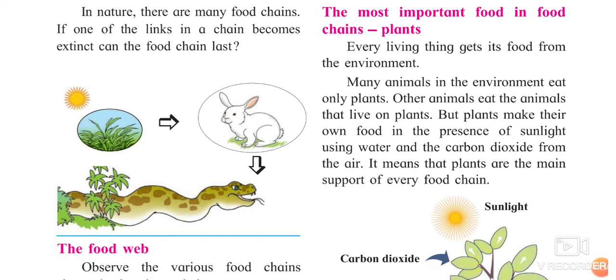So in nature there are many food chains. If one of the links in the chain becomes extinct, meaning what? It disappeared, it completely vanished. Will the food chain last?